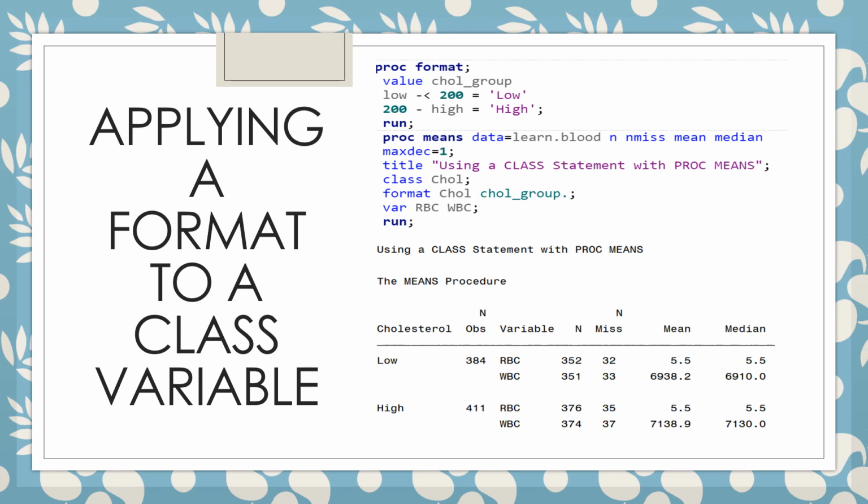Suppose you want to see some basic statistics, mean and median, for the two blood count variables RBC and WBC, broken down by subjects with cholesterol level below 200 versus subjects with cholesterol level above 200. See how easy it is to do with a class statement and a format statement.